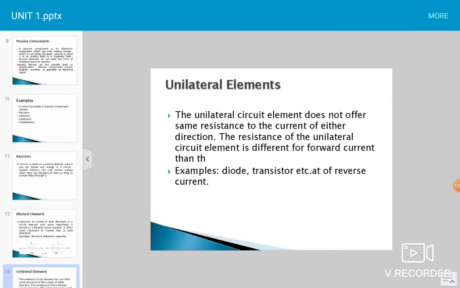Unilateral, uni means one, only one direction, the current conducts through only one direction. The best example of the unilateral elements is the diode, because a diode conducts only one way. But practically it is not fully true, because in reverse bias some current also conducts in the diode. Transistor etc., reverse current is there.